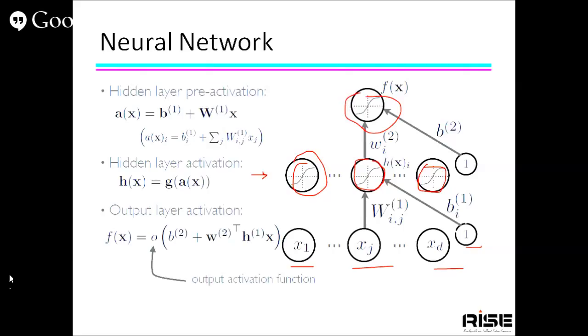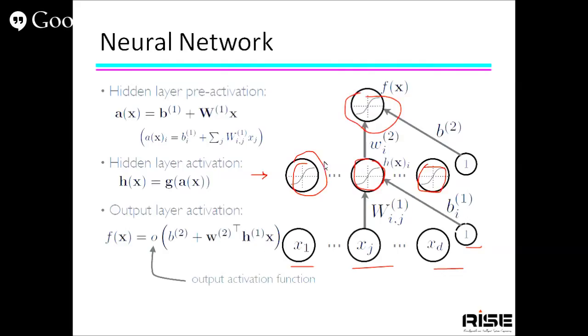The computations are almost similar. For each hidden neuron, the pre-activation is given by a(x) = b1 + W1 x. The hidden layer activation is given by h(x) = g(a(x)). For each neuron you have separate weights and a bias term. Then the output layer: from x you go to h(x), the hidden representation, and then you do another activation, f(x) = o(b2 + w2 transpose h1(x)), the output activation.